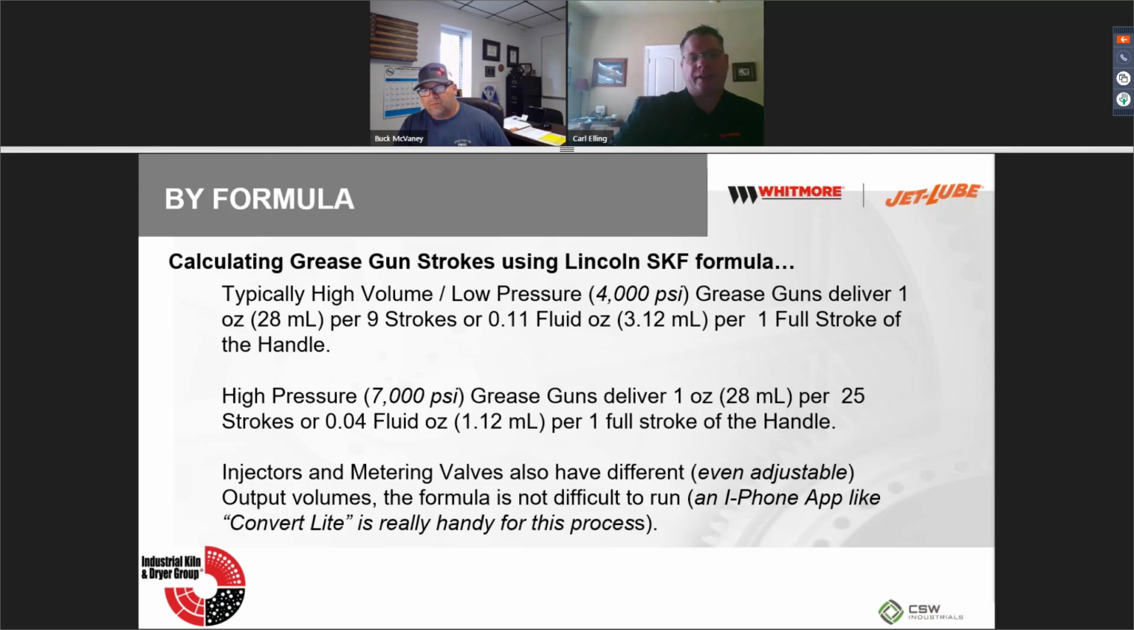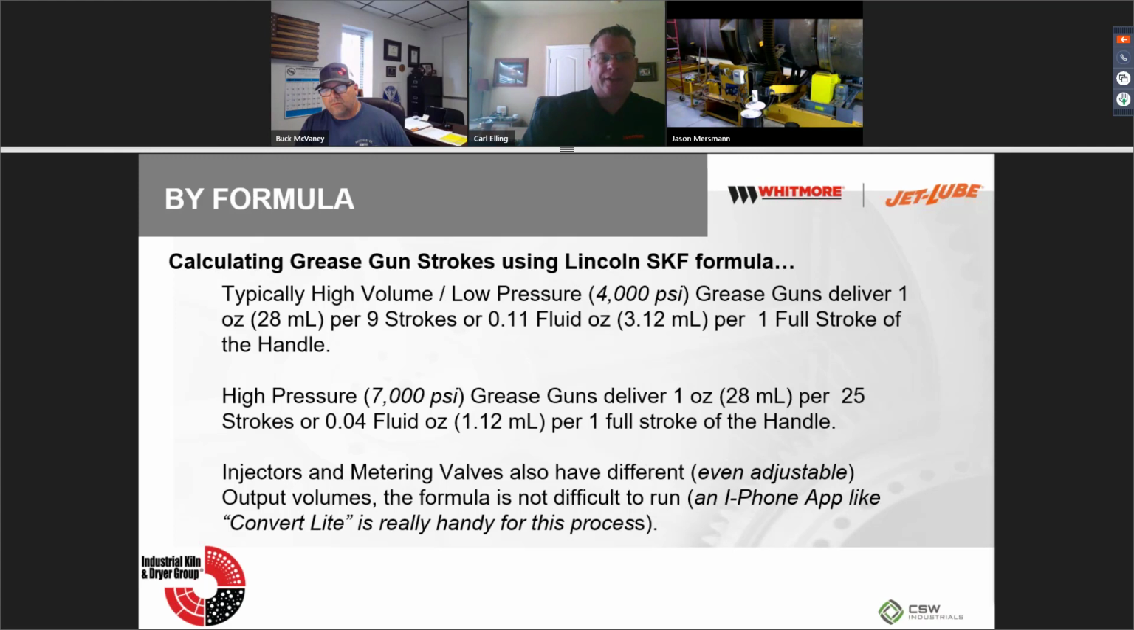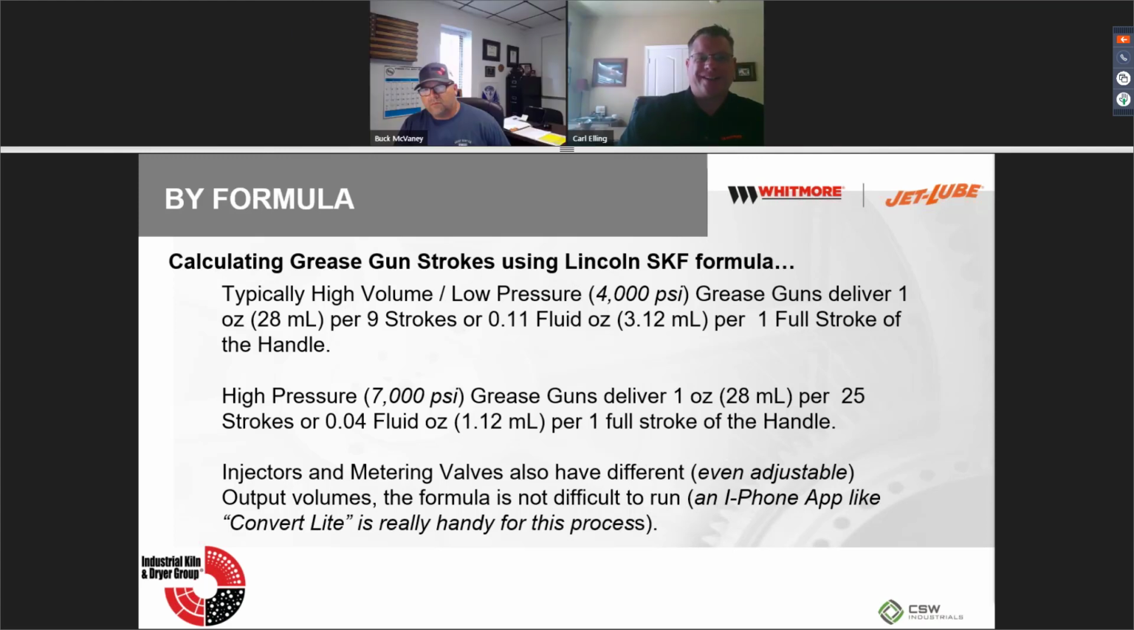So typically with a high volume, but low pressure grease gun, they deliver about 1 ounce, which is 28 milliliters, per 9 strokes. That's also equivalent to 0.11 fluid ounces, or 3.12 milliliters per 1 full stroke of the handle. So that's the handle grease gun, or your other one. So just to give you an idea as far as how much grease is coming out of that grease gun. The high pressure guns, this is the 7,000 PSI, sometimes they go up to 10,000. They deliver 1 ounce per 25 strokes, or if you need to put that in fluid ounces, 0.04, or 1.12 milliliters per 1 full stroke of the handle.